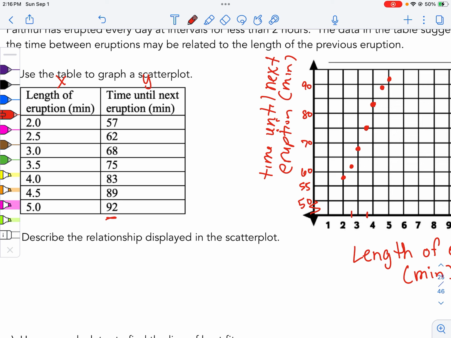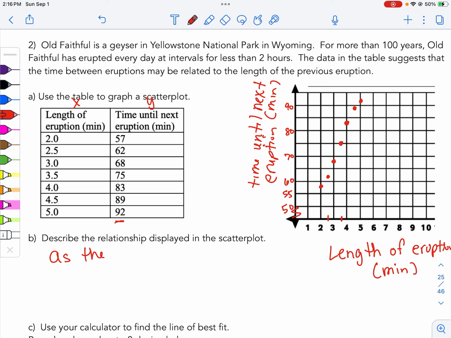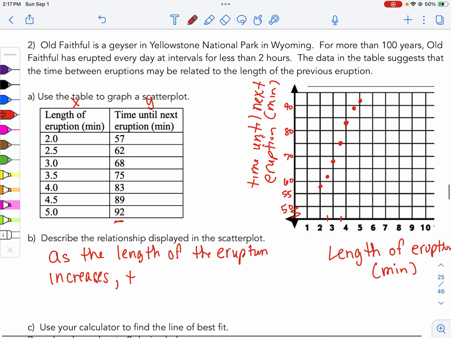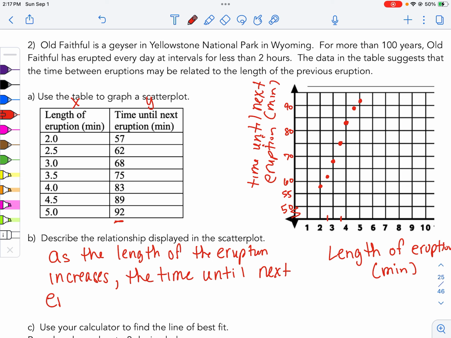Okay, so we have our little saying here. We say, as the x value increases. So we're going to say, well, what is the x value? Well, the x value was the length of the eruption. So we're going to say, as the length of the eruption increases. Okay, so what happens here? So as my x values get bigger, what happens to my y values? We're going to say the time until the next eruption also increases, right? Because it's going up.